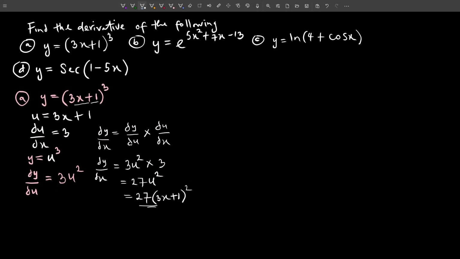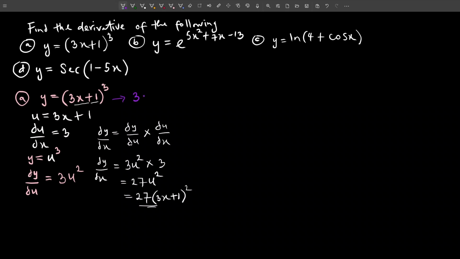Now let's try the short method over here. So using the short method, what do you do? We say that the inner function is the baby, and the outer function is the mother. You differentiate the inner function, then differentiate the outer function. So if you differentiate the inner function, what do you get? You get 3.